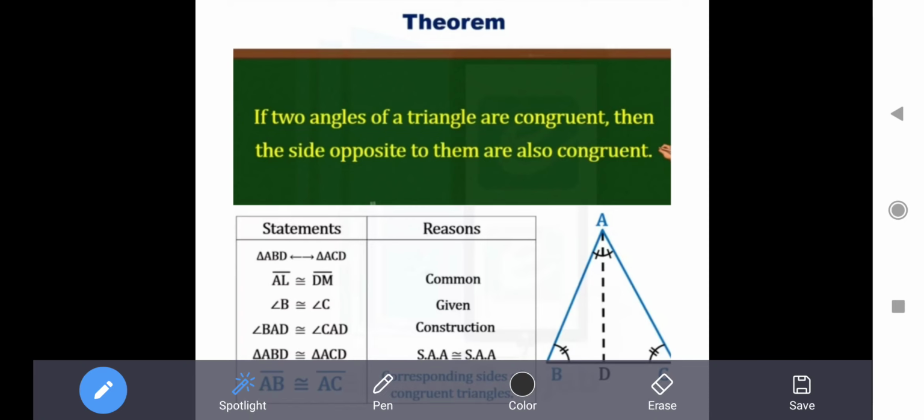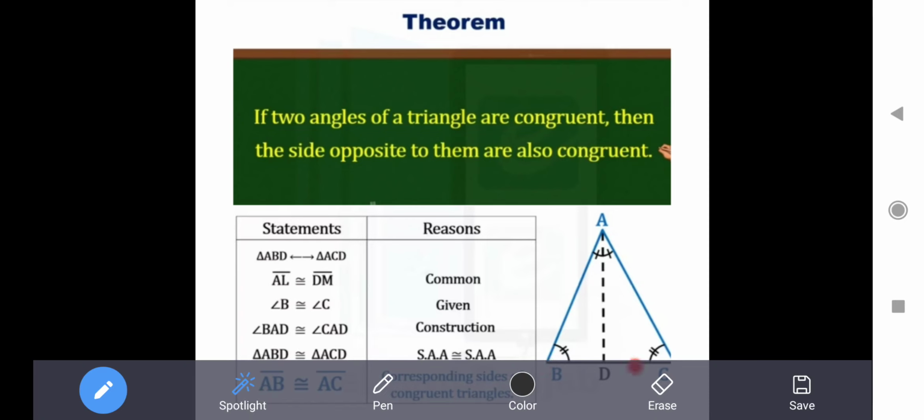In the statement that is given in front of you, that is, if two angles of a triangle are congruent, then the sides opposite to them are also congruent. This theorem is very easy. We will see we have only one triangle, and in one triangle we are talking about two angles, and the two angles that are given in front of you are B and C.